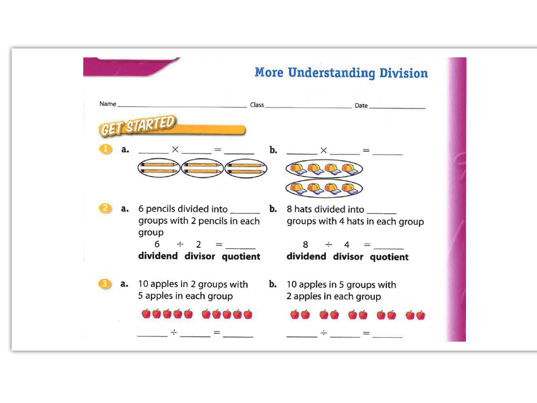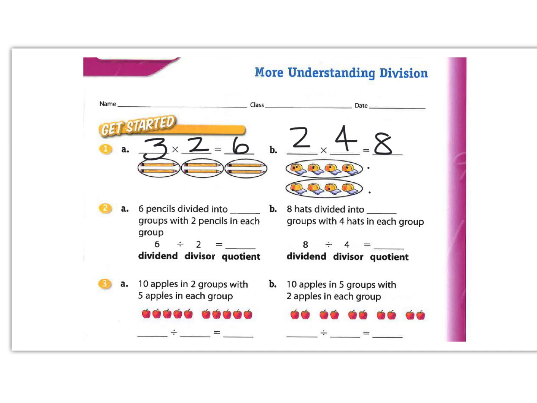Now we're going to look at more understanding division. If we look at this as a multiplication problem, we have 3 groups, and in each group there are 2 pencils. So we would write 3 times 2 is 6. Here we have 4, and we have 2 groups. So we would write 2 groups times 4, and we have a total of 1, 2, 3, 4, 5, 6, 7, 8. 2 times 4 is 8.